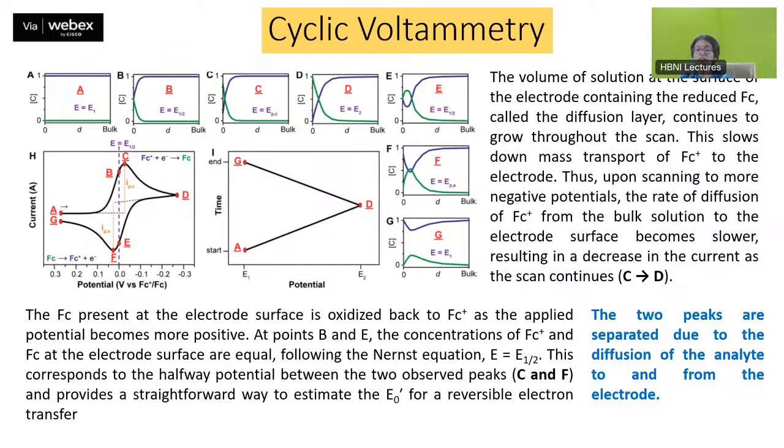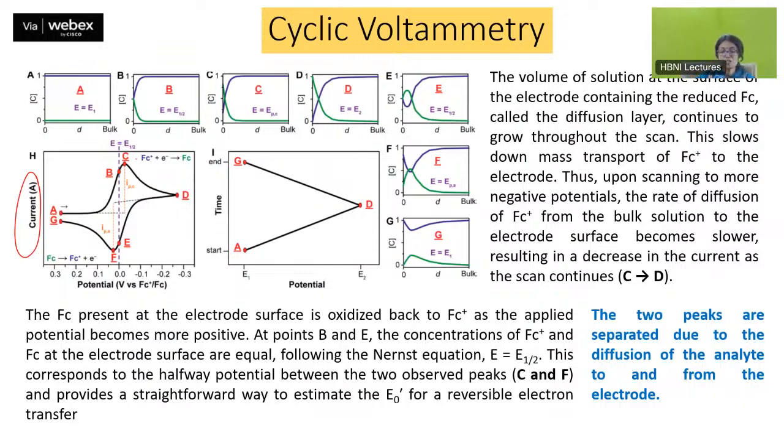The volume of solution at the surface of the electrode, which contains the reduced Fc, is known as the diffusion layer. This continues to grow throughout the scan. So what will happen? This will slow down the mass transport of your Fc plus to the electrode. So when you are scanning to more negative potential, the rate of diffusion of this Fc plus from the bulk solution to the electrode surface will become slower, and this will result in a decrease in the current. And this decrease in the current is what you see over here, because the y-axis is nothing but your current. So this is the decrease in the current which you see as the scan continues from C to D.